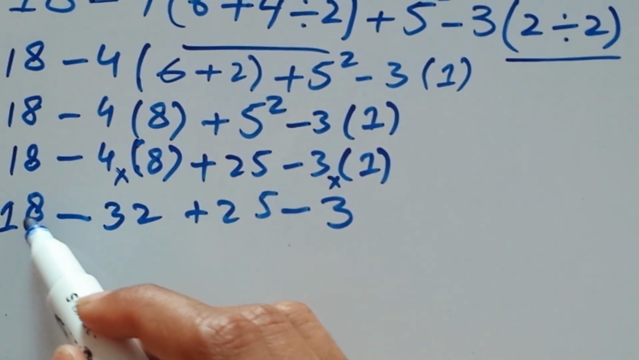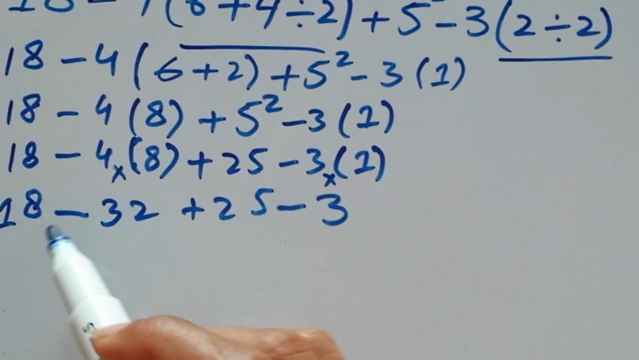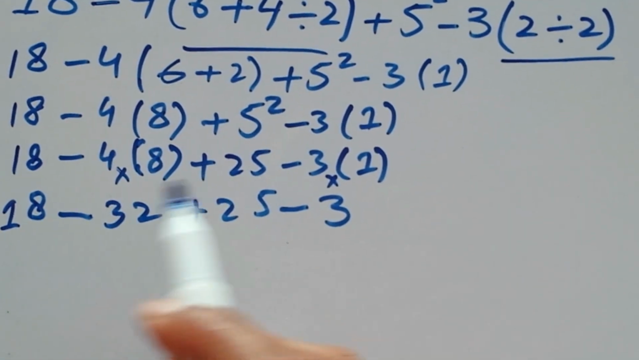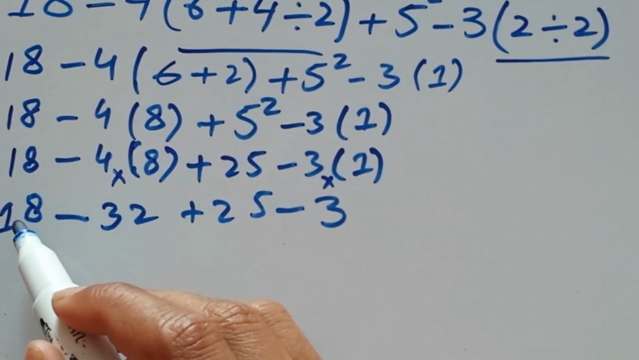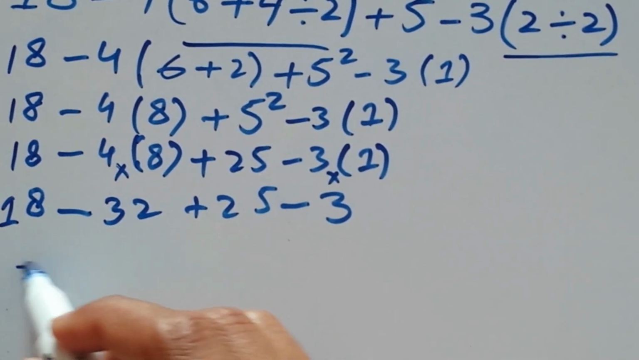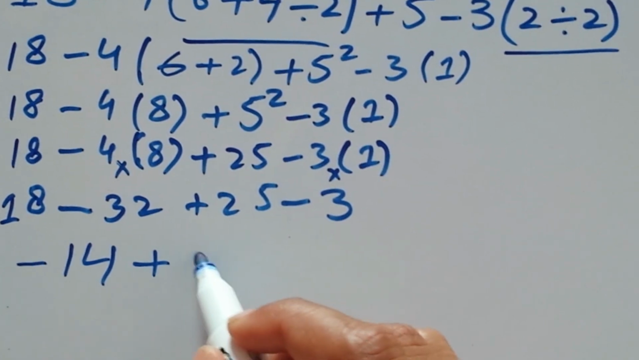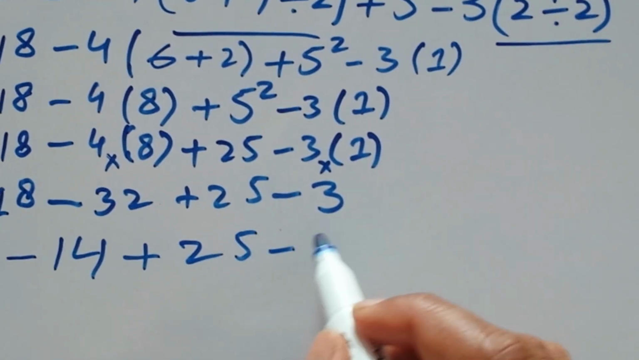Now we have 18 minus 32 plus 25 minus 3. So addition and subtraction from left to right. So 18 minus 32 equals minus 14, right, plus 25 minus 3.